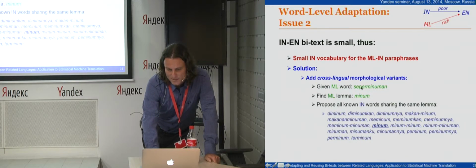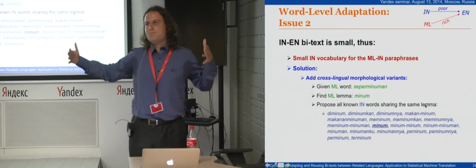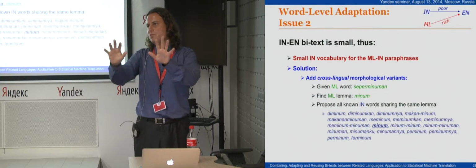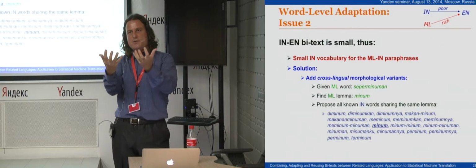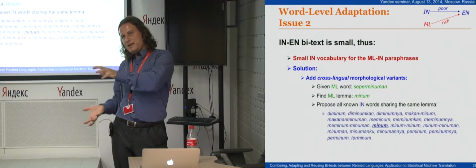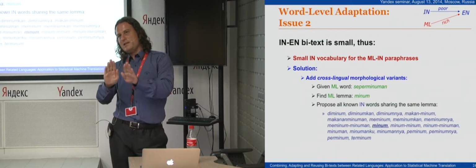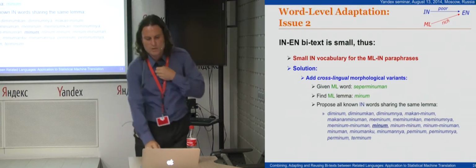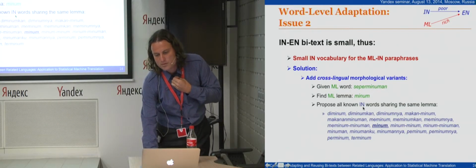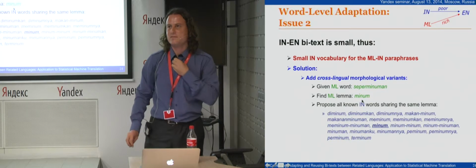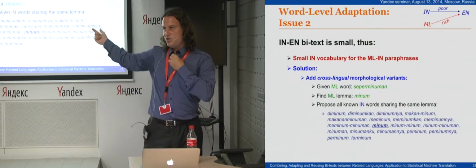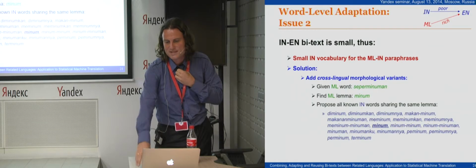Basically, what we do is you start with a Malay word, you go to the Malay lemma, and then you find all Indonesian words in the monolingual Indonesian text, which is bigger than the bitext. Remember that the translation model is trained on parallel data, but the language model on monolingual data. So you can get much more monolingual Indonesian text. And we find from there all words that have the same lemma. And we generate those as potential translation candidates. And we assign them probability in some way.